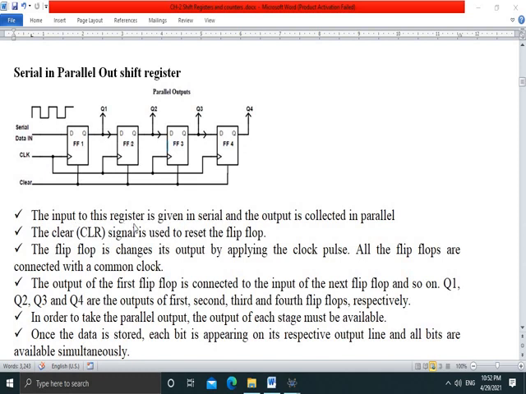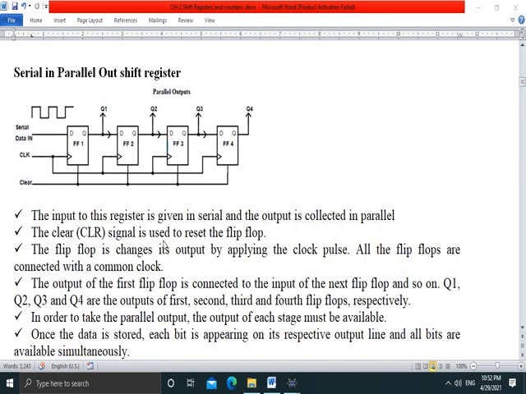The input of this register is given in serial and output is collected in parallel. So data is entered in this flip-flop in serial fashion, 1 bit by 1 bit, and output is taken as multiple bits at a time.